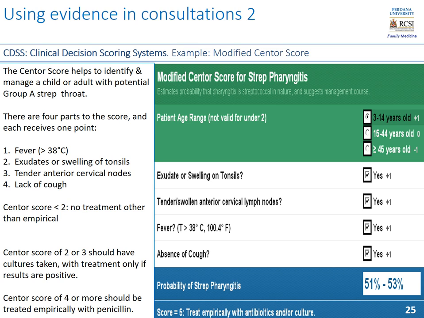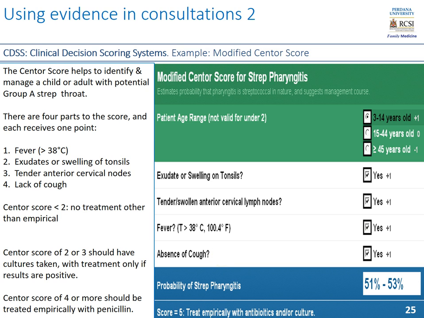Here's another example. This is called the modified Centor score for streptococcal pharyngitis or suspected streptococcal pharyngitis. Effectively, patients who come with a sore throat would be assessed using a Centor score. If they are under 14, they get 1 mark. If they have an exudate on their tonsils, they get a mark. If they have tender lymph nodes, they get a mark. If they have a fever, they get a mark. If there's absence of cough, they also get a mark.